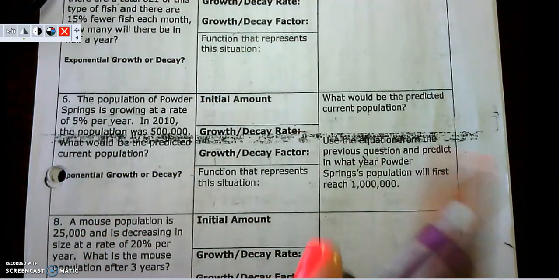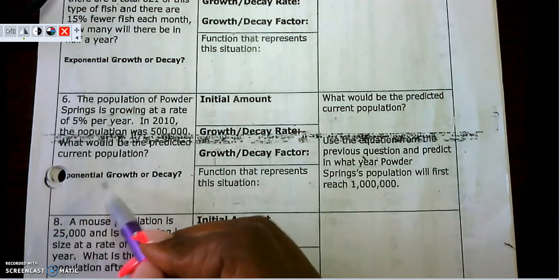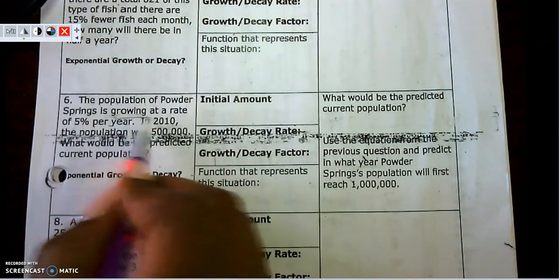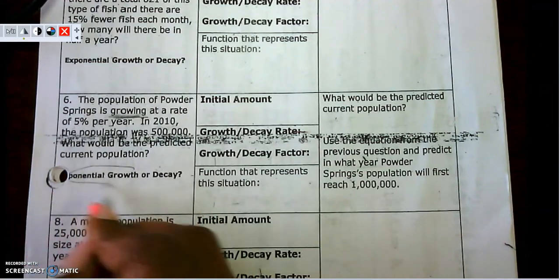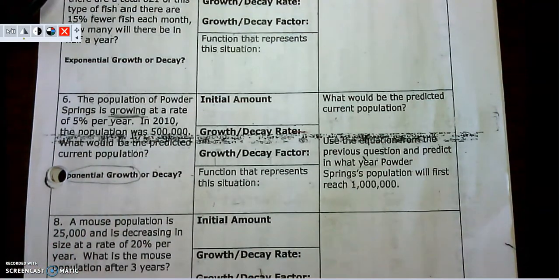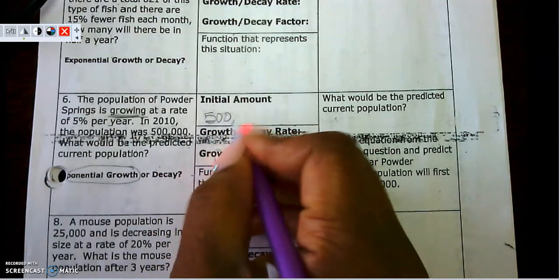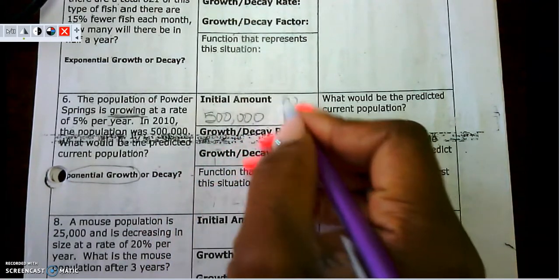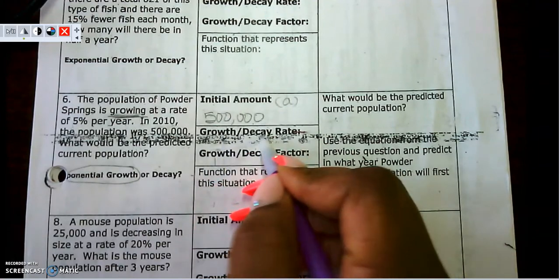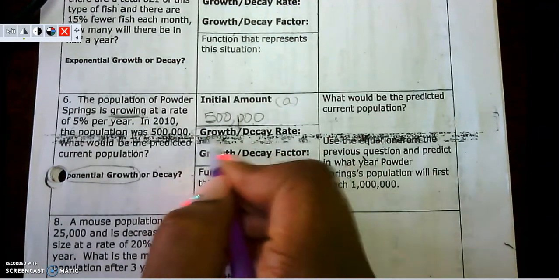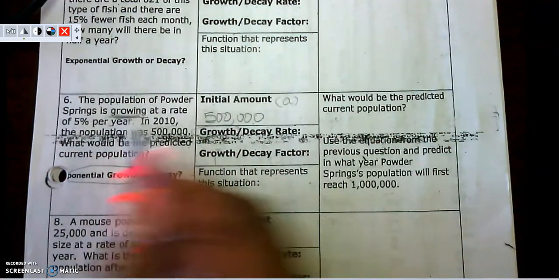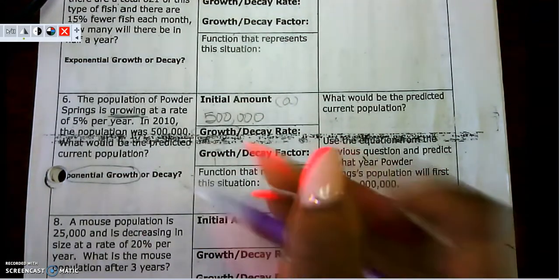So we're going to start by determining whether this is an exponential growth or a decay. Well, if it's growing, then we're definitely dealing with an exponential growth. Our initial amount or starting amount is that 500,000, which is also our a. And our growth rate, since it's growing, would be that 5%.